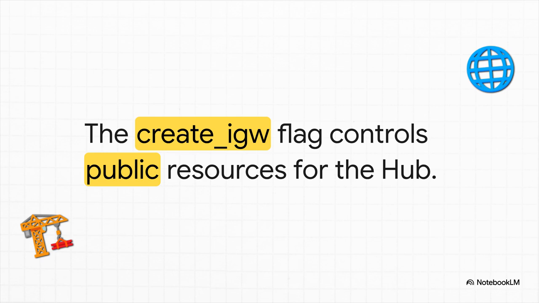create_igw equals true. Inside our module, this single Boolean condition is what actually creates the public subnet, the internet gateway, and the public route table. It ensures these public resources are only ever created for the hub, which keeps this exact same module entirely reusable for all our private spokes.